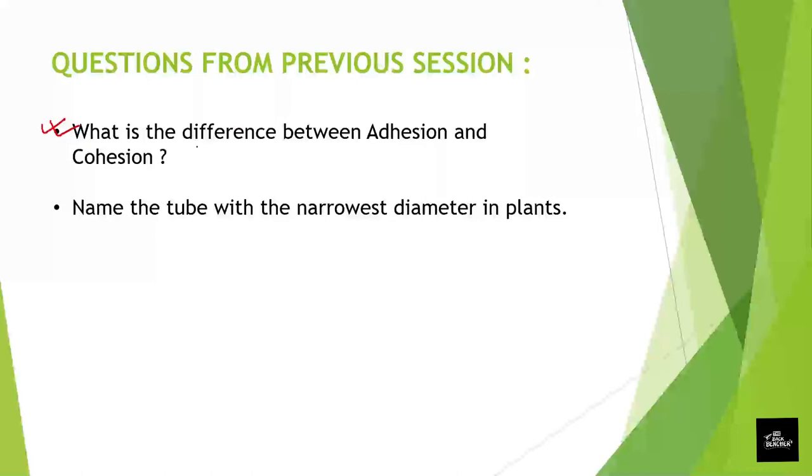And the next question is, name the tube with the narrowest diameter in plants. This is a very, very important short question. I'll write in the bracket VVI, which stands for very, very important, and then I will write short questions. It's a very important short question which comes in exams. So please go through this question. The answer you already have, I've discussed this particular point in the previous session.